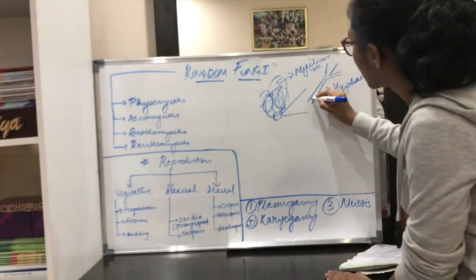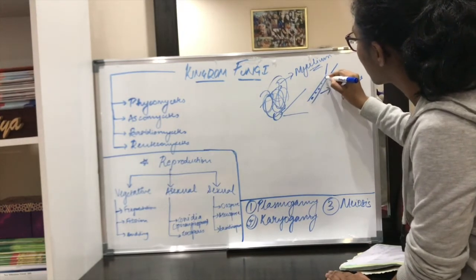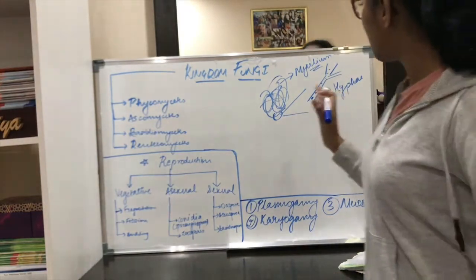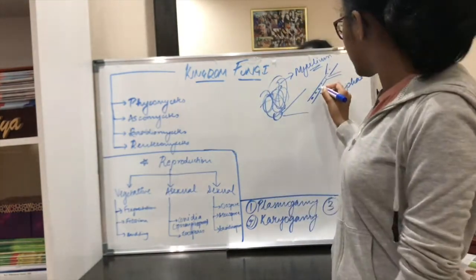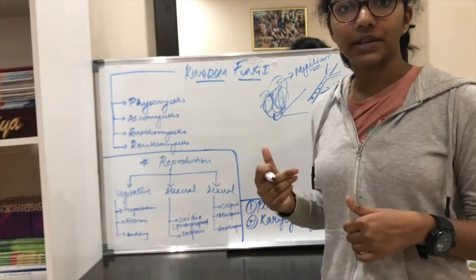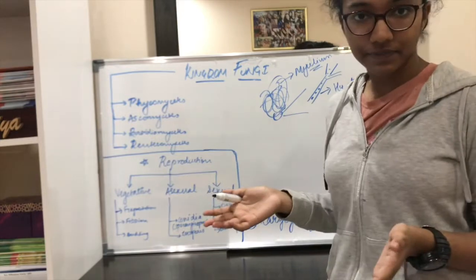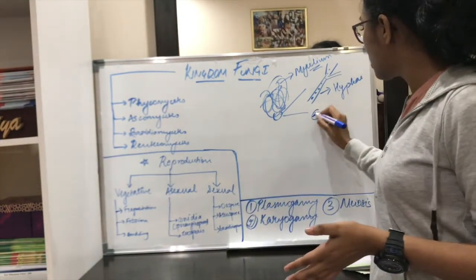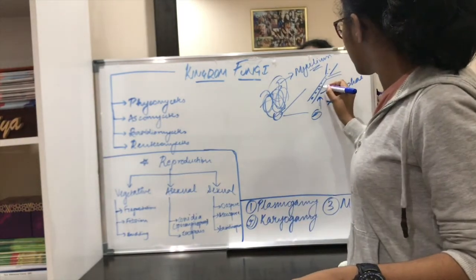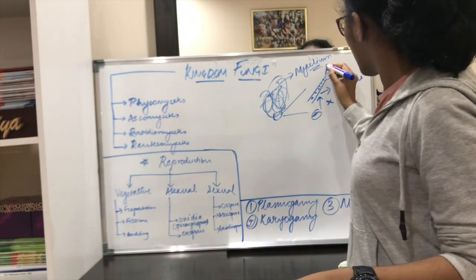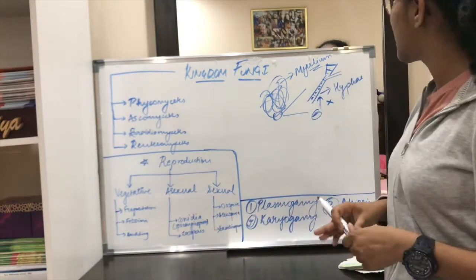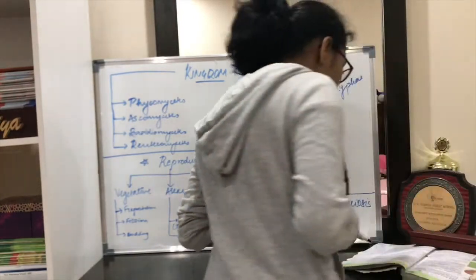Hyphae mein agar these are nuclei, alright? If there are multiple nuclei and there is no cell division between these hyphae, then it's called coenocytic or aseptate. Matlab septum matlab division. So there is no division in this. But when there is a division, it's called septate, and it doesn't have multiple nuclei in such a case.